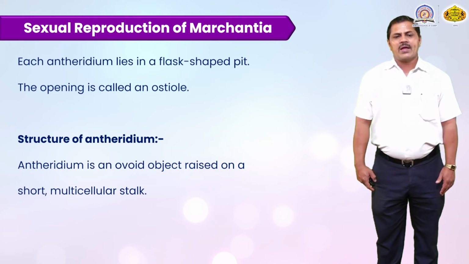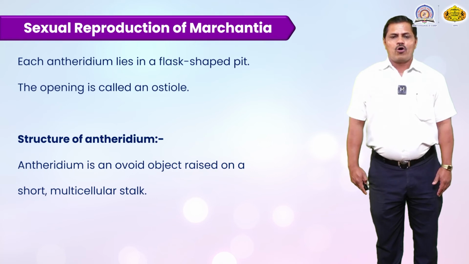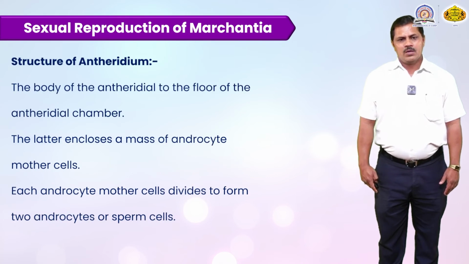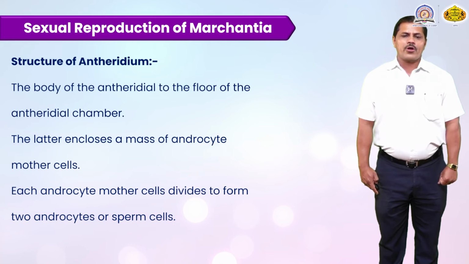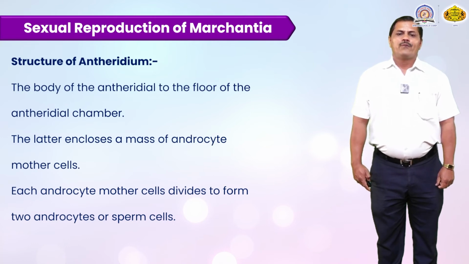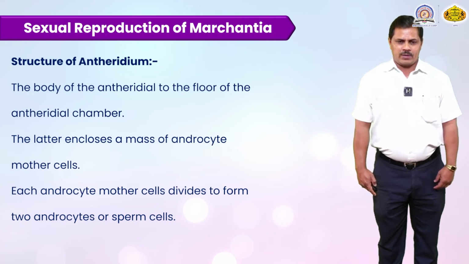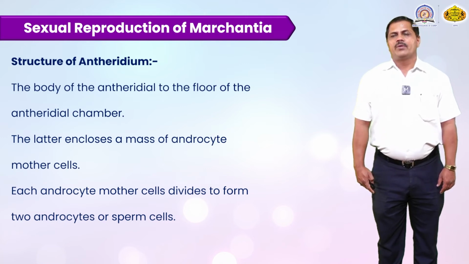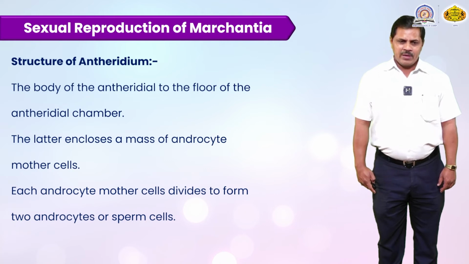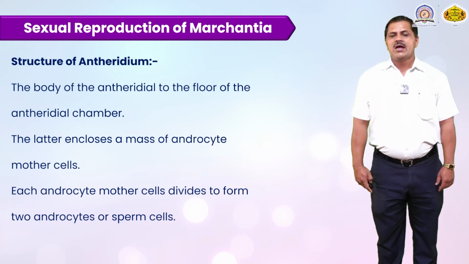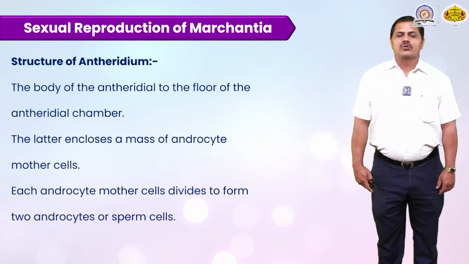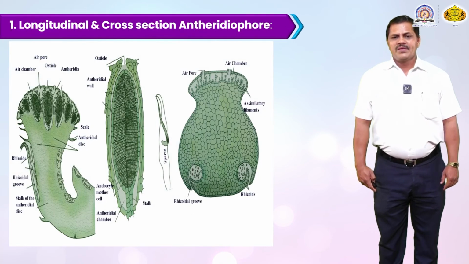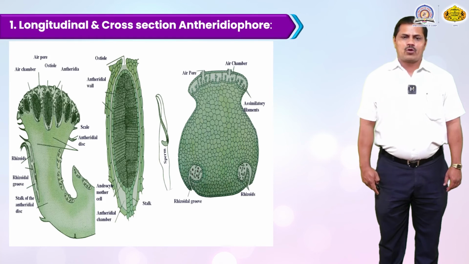Structure of the antheridium. The antheridium is an ovoid object raised on a short multicellular stalk. The body of the antheridium lies in the floor of the antheridial chamber. The latter encloses a mass of androcyte mother cells. Each androcyte mother cell divides to form two androcytes, or sperm cells.